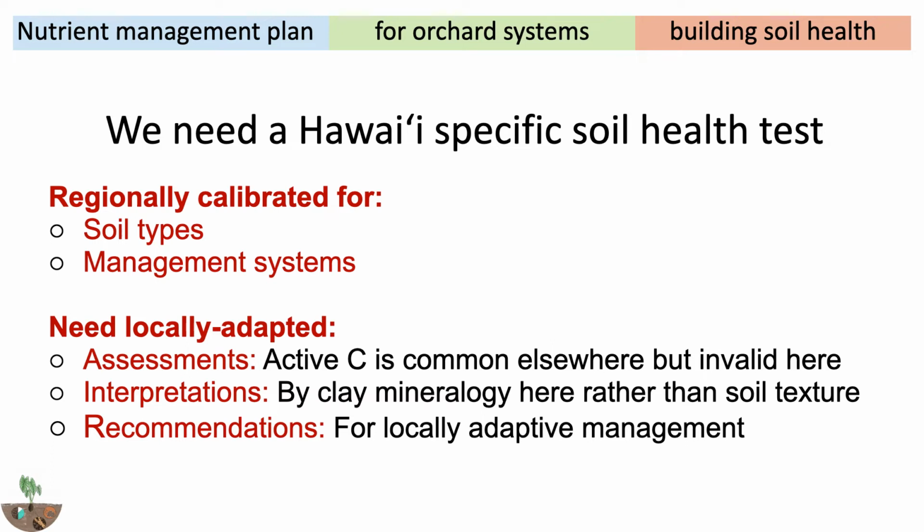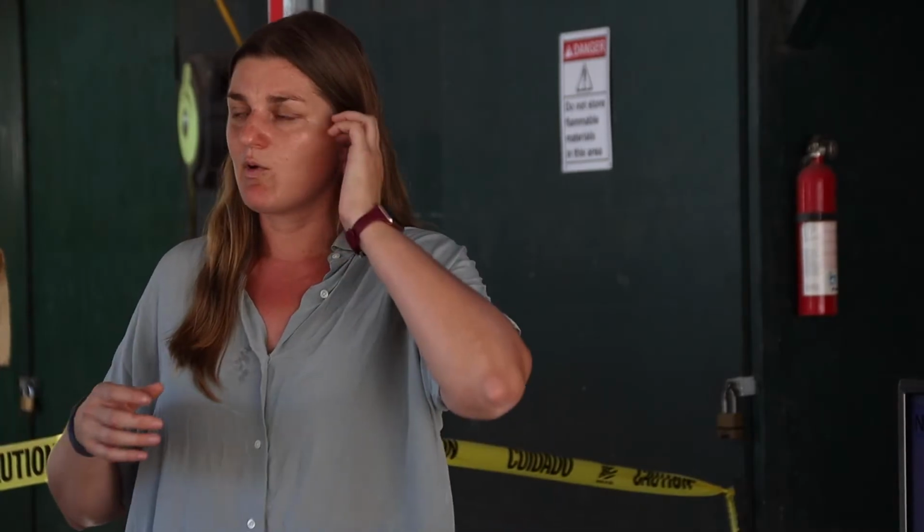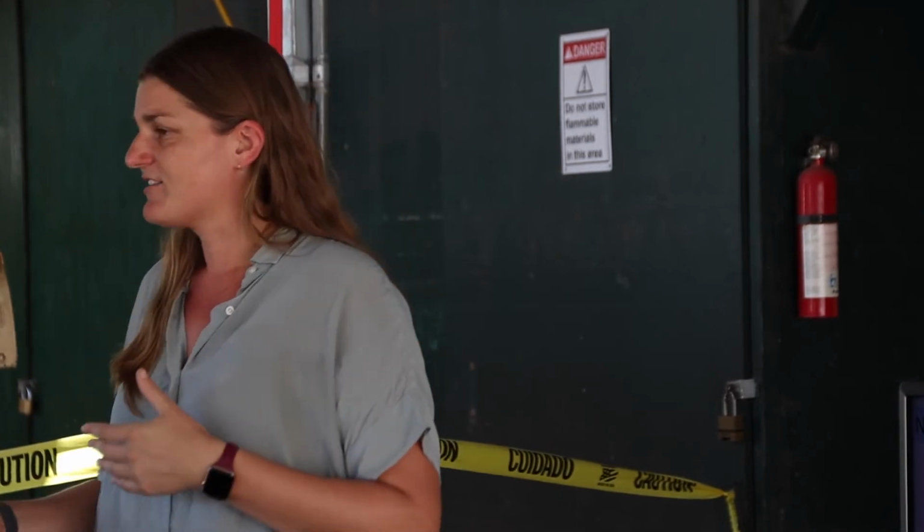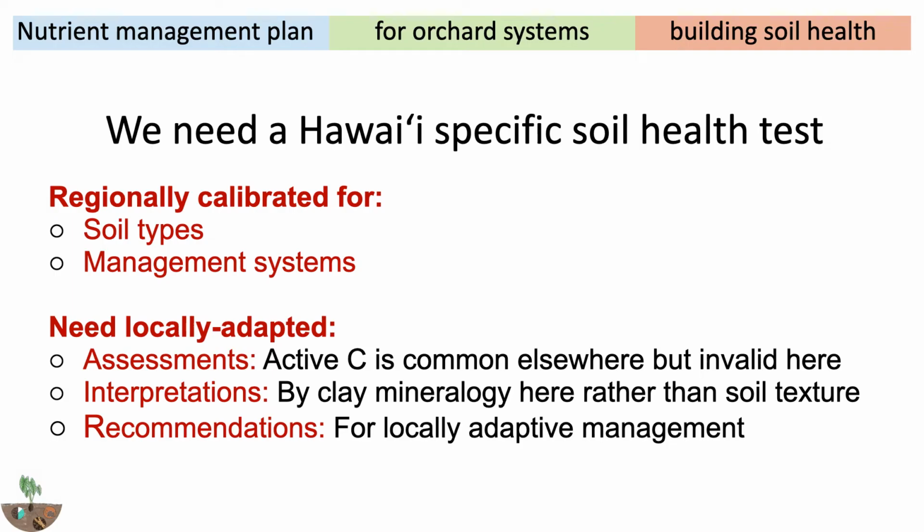Also interpretation. On the mainland you hear about soil texture a lot. Here we think about mineralogy. We think about whether or not you have aluminum iron oxides, or low activity clays or high activity clays, or histosols if you're in the organic soils, whether it's on A'a or Pahoehoe flows.